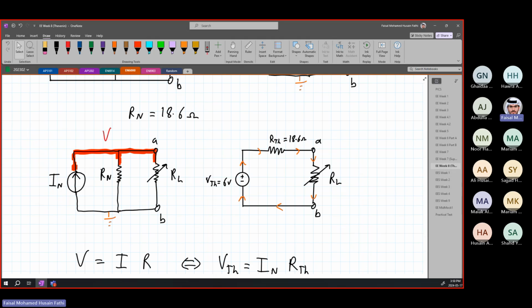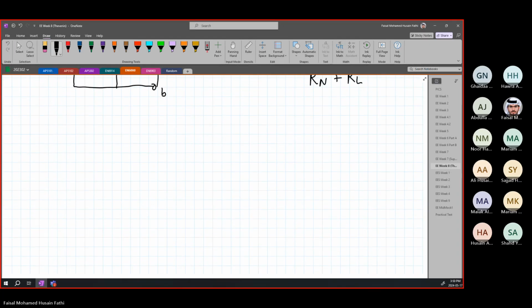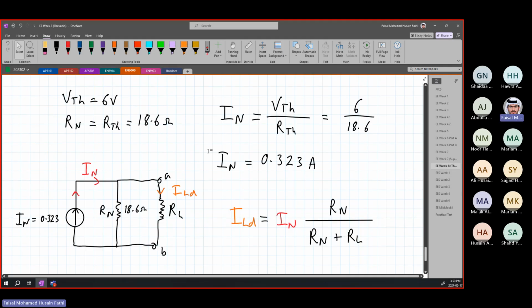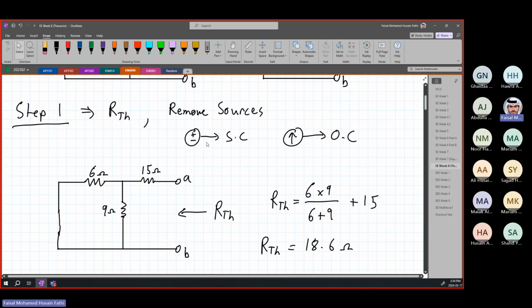If you want to solve it from zero, and if you want to follow the steps, for the exact same circuit, let's do the same thing. Okay. So step one, find R Norton, which is equal to R Thevenin. Keep that in mind. All right. To do that, it is the same step that we applied here. Step one, remove sources: short circuit for voltage sources, open circuit for current sources.